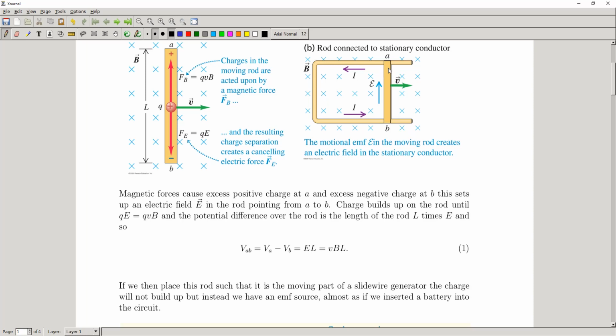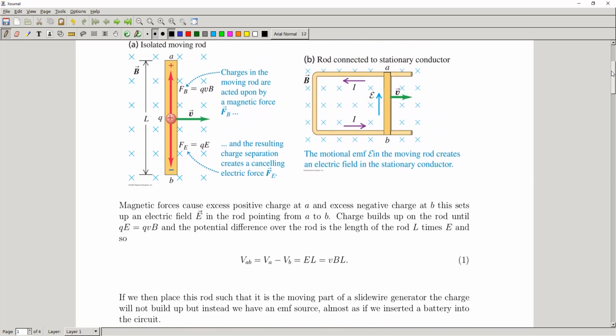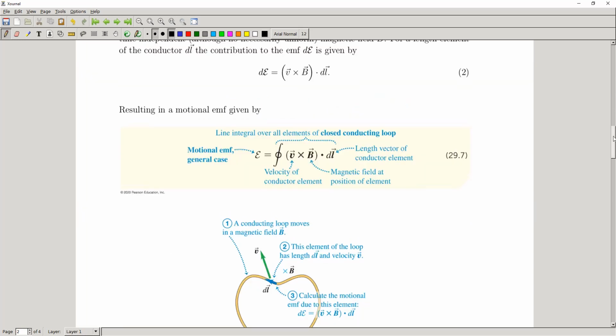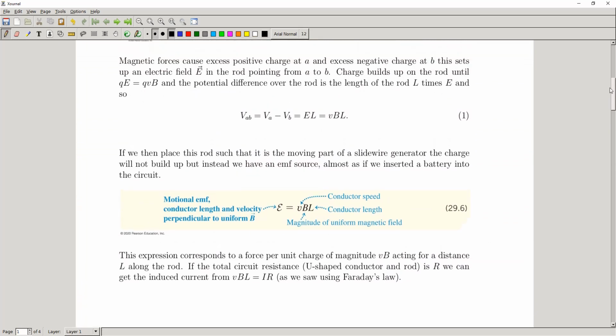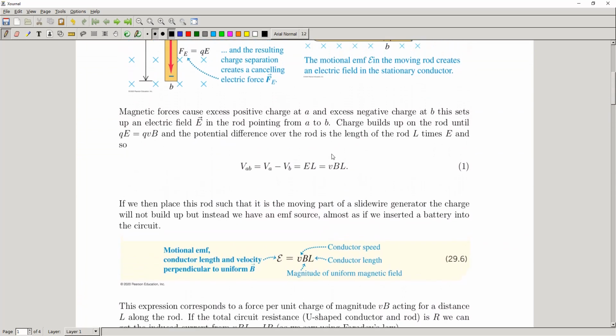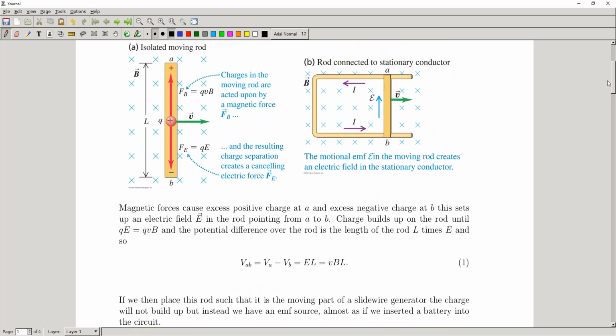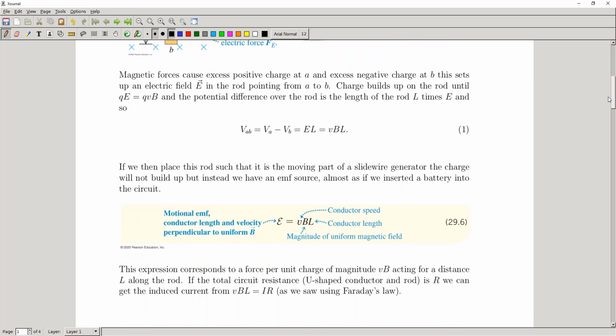It gives us the EMF that we need to drive the current around the loop here. Okay, so that's basically what we have going with a slide wire generator. But this gives us a way to write... Well, if we look at this VAB, this potential difference that we looked at just a moment ago, is really our EMF across our slide wire generator. So this gives us a way to write our EMF here.